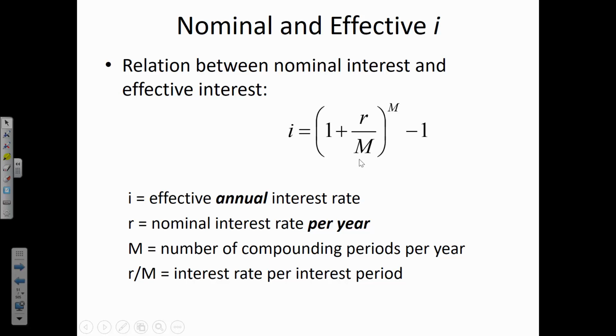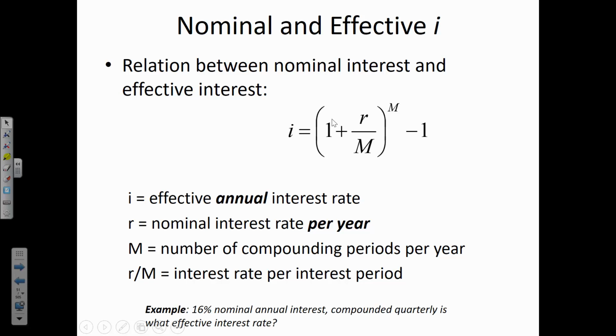In the case that we're going to work through, there are 4 periods per year, so m, the number of periods per year, will be 4, and r, the nominal interest rate, will be 16% or 0.16, but then the nominal interest rate per period will be 0.04. I think you'll see that illustration in just a second when we put this formula to the test. So 16% nominal annual interest rate, compounded quarterly, is what effective interest rate?